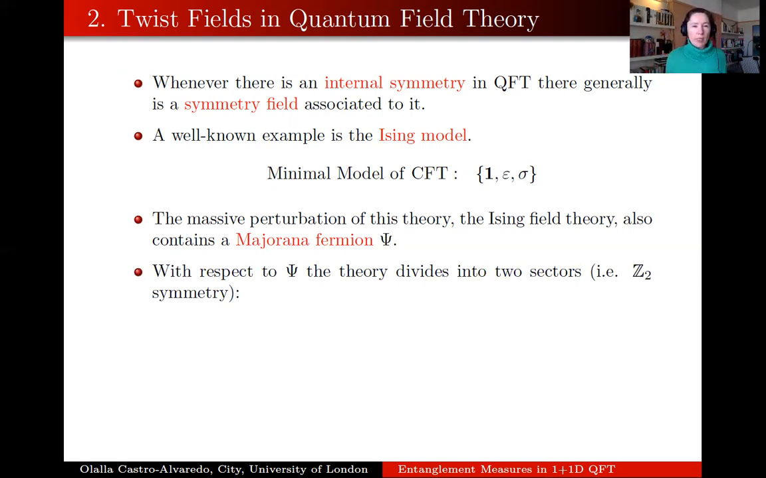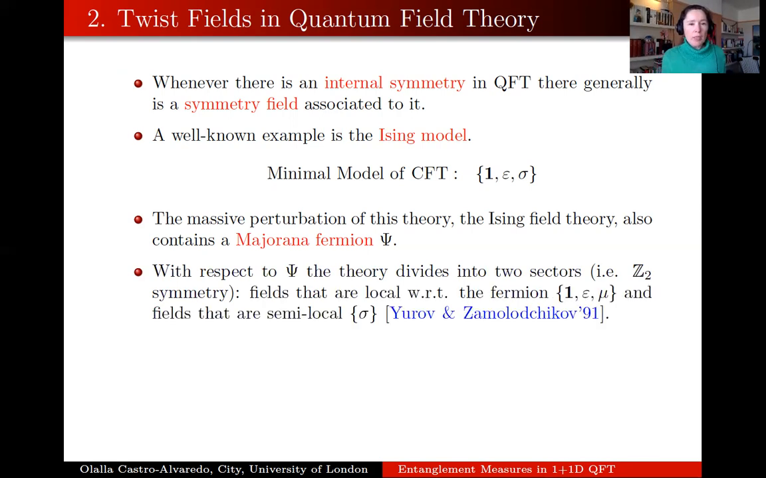So with respect to phi, the theory actually divides into two sectors: Neveu-Schwarz and Ramond, which you are probably familiar with. There is a C2 symmetry. Fields that are local with respect to the fermion are the identity, the energy, and mu, which is the C2 counterpart of sigma. But there are also fields that are semi-local, like the spin field sigma, or order field. This is discussed, for example, in that paper of Yurov and Zamolodchikov.